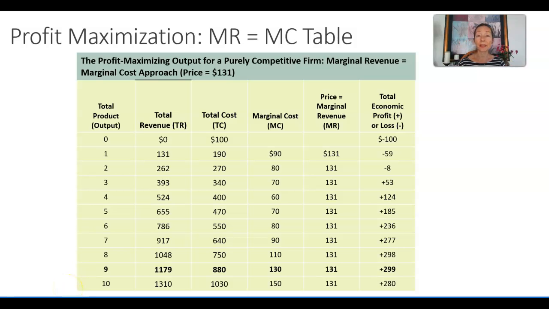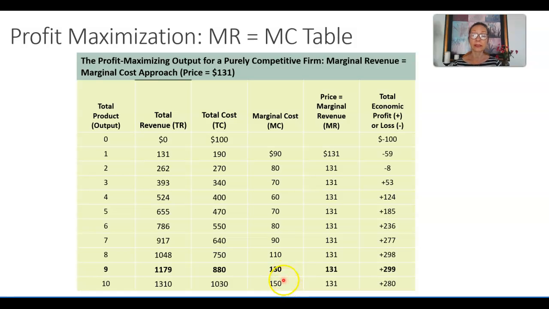Okay, so let's look at profit maximization through marginal revenue equals marginal cost in a table format. So we have our total revenue numbers from our previous table and our total cost numbers. And we know that total revenue minus total cost will give us economic profit or loss. Now what we want to do is find total profit maximization by setting our marginal revenue equal to our marginal cost. So we calculate out our marginal revenue and we calculate our marginal cost.